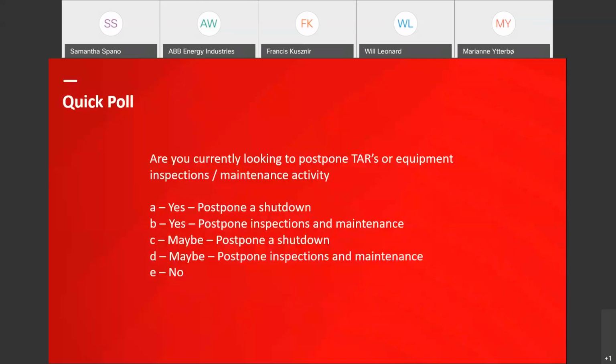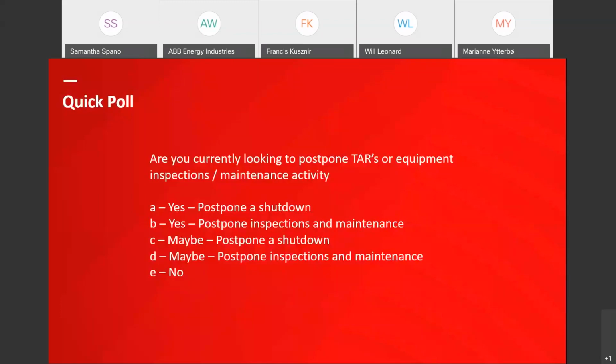Okay, so it looks like only 6% are not changing any plans at all, so continuing as normal. So 94% are doing something. It looks like actually more than a third are looking or have already postponed a shutdown or postponed inspections and maintenance. So difficult times clearly at the moment, difficult times ahead as well.